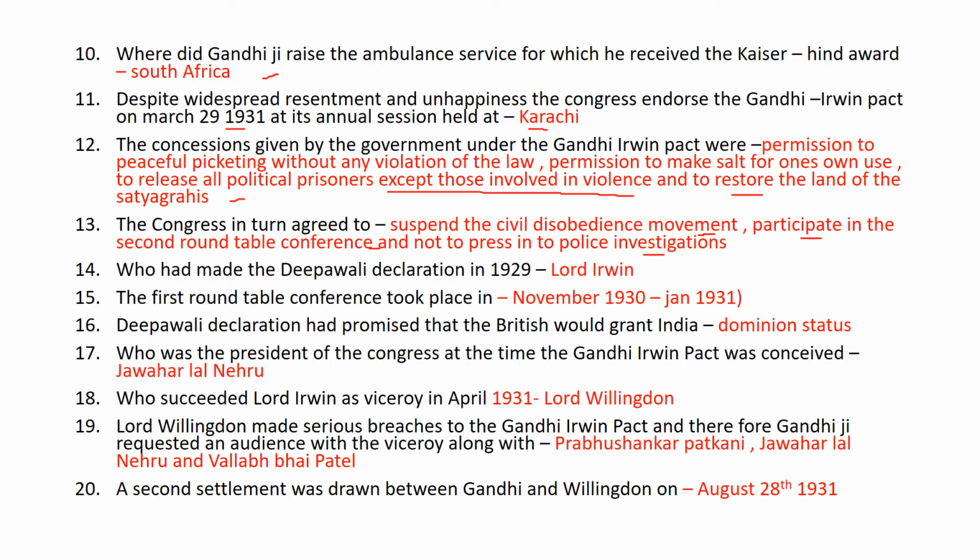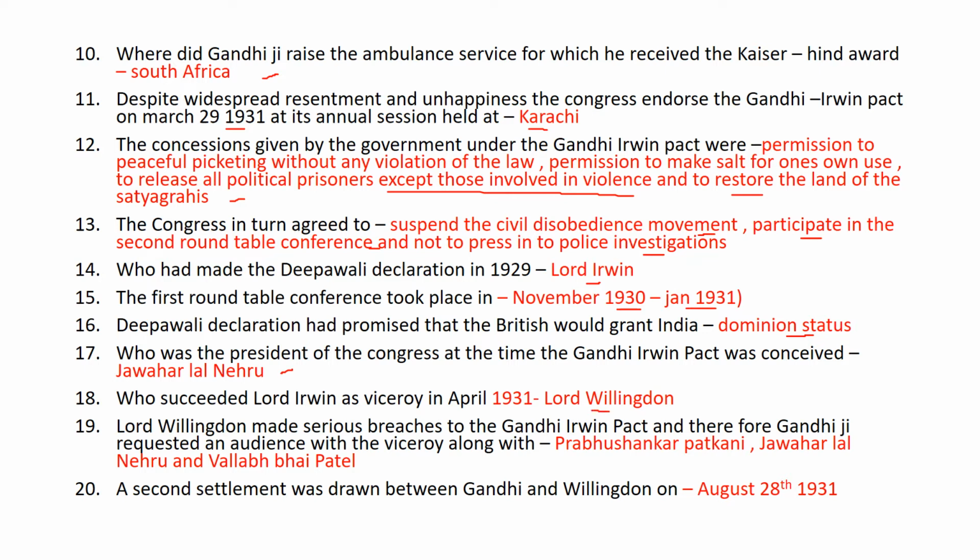Who had made the Deepavali Declaration in 1929? It was Lord Irwin. The first roundtable conference took place in November 1930 to January 1931. The Deepavali Declaration had promised that the British would grant India Dominion status. Who was the President of Congress at the time the Gandhi-Irwin Pact was conceived? Jawaharlal Nehru.